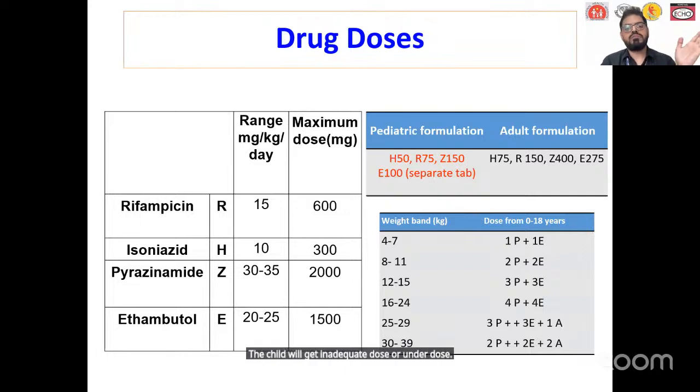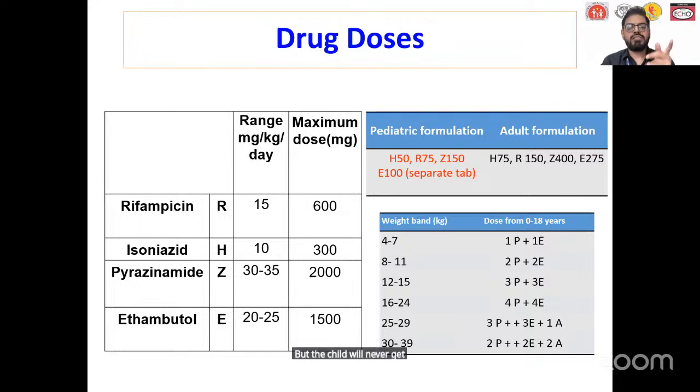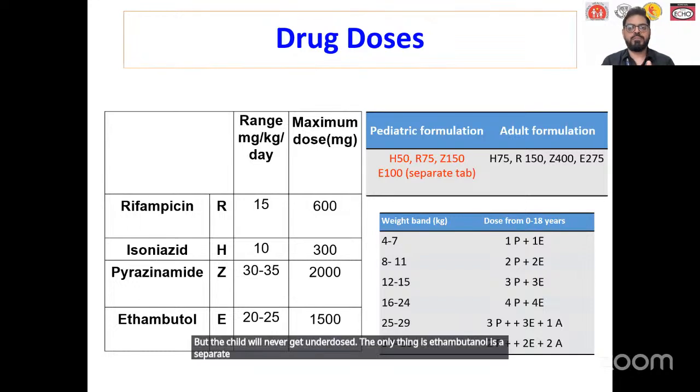Sometimes at the lower end of the weight bands, some children may get an extra dose, but that is okay, that is not a problem. But the child will never get underdosed. The only thing is, ethambutol is a separate tablet. You have to give it as a separate additional tablet, because it is not a dispersible tablet.